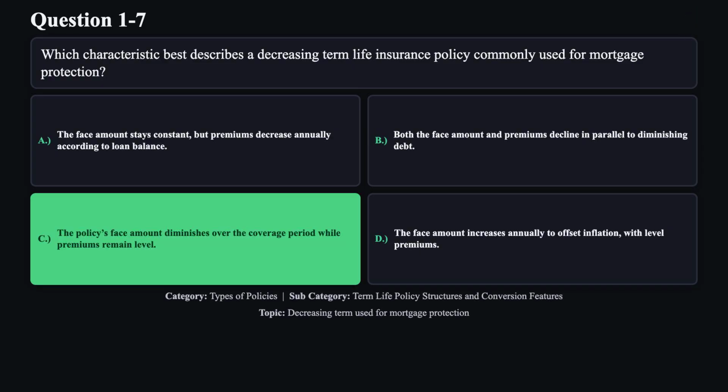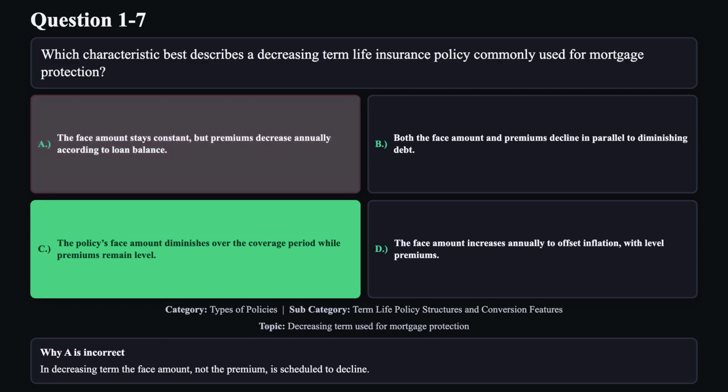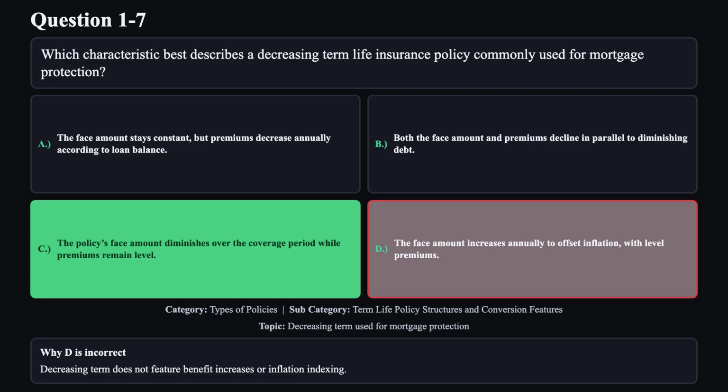The correct answer is C. The correct answer describes decreasing term used for mortgage protection. The face amount shrinks to mirror the amortizing mortgage while premiums remain unchanged. Reason A is not correct. In decreasing term, the face amount, not the premium, is scheduled to decline. Reason B is not correct. Premiums do not decline in a standard decreasing term policy, they remain level. Reason D is not correct. Decreasing term does not feature benefit increases or inflation indexing.